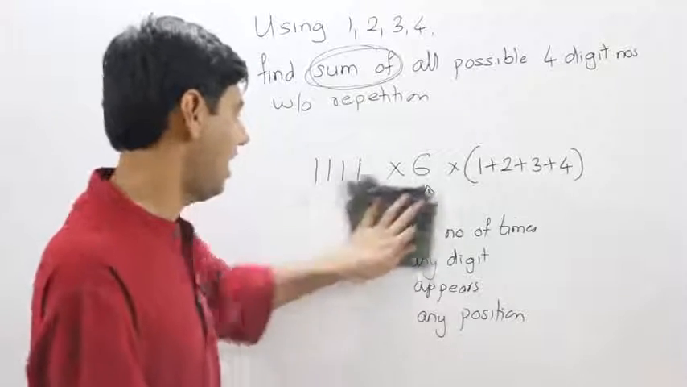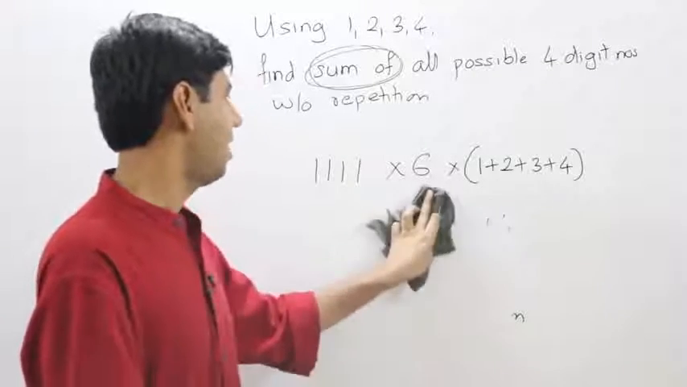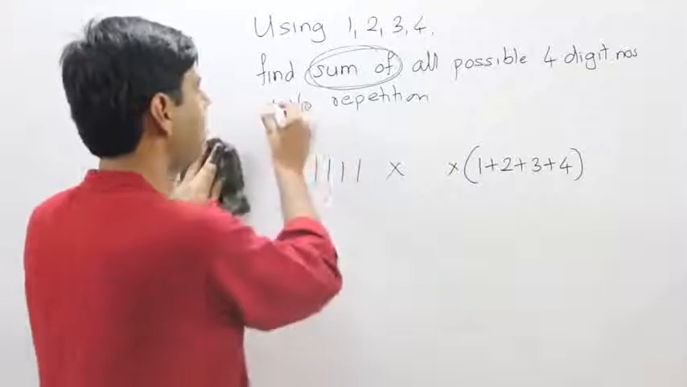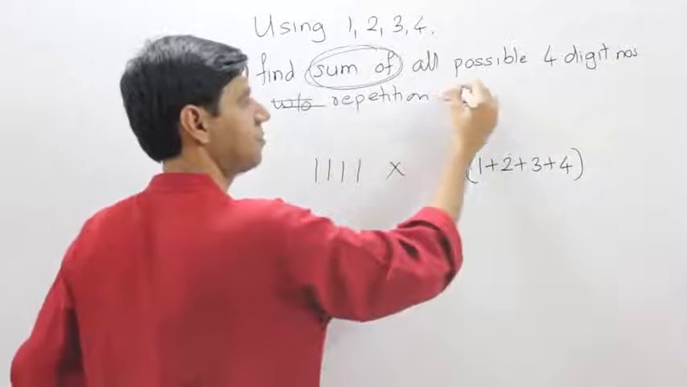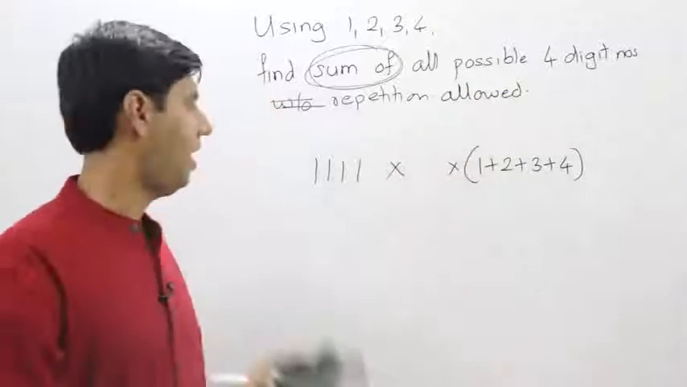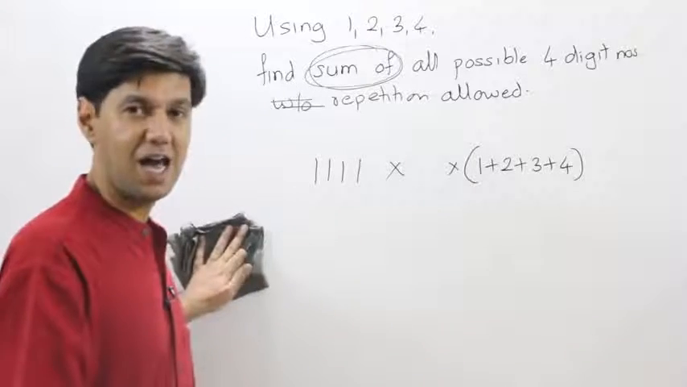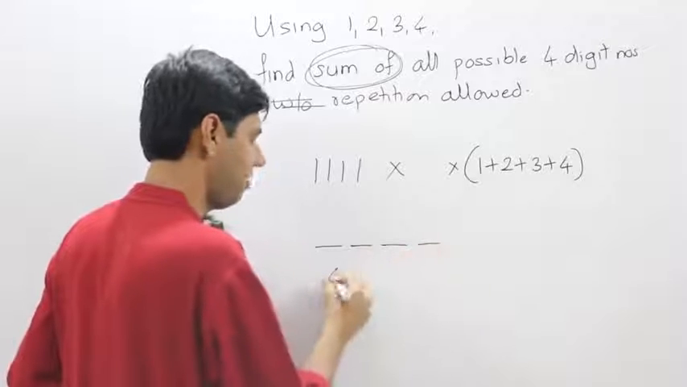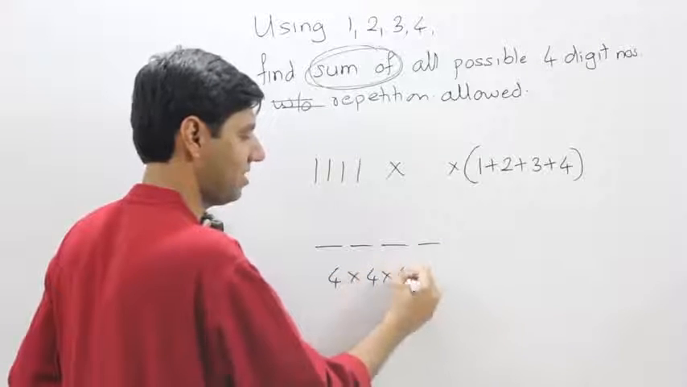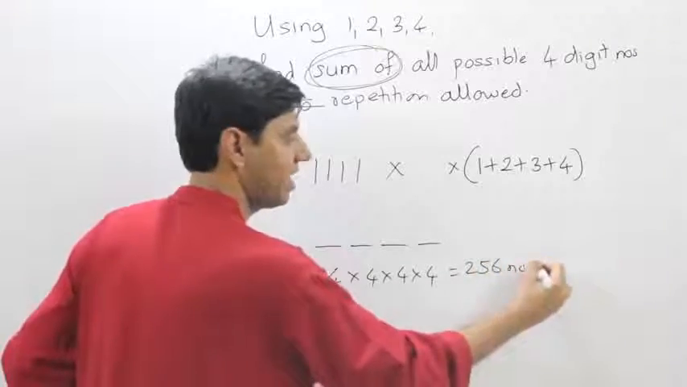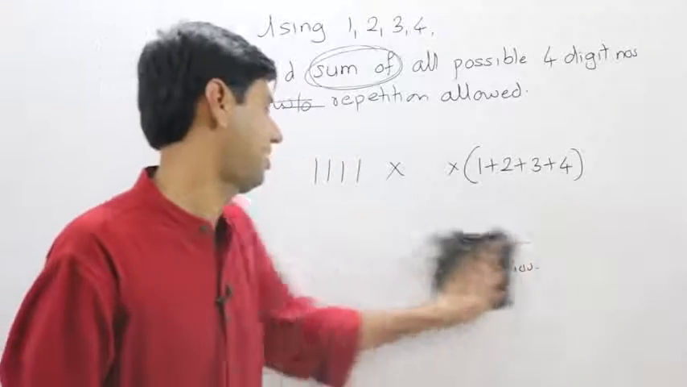Let's see if you can get the answer to this question if I make a slight change. What if repetitions were allowed? Now, if repetitions are allowed, how many numbers could I form? I could fill each position in 4 ways, that is 256 numbers can be formed. So I need to find the sum of all these 256 numbers.